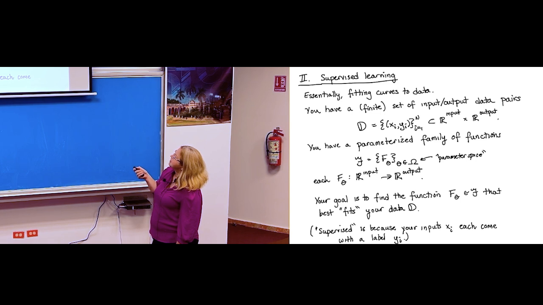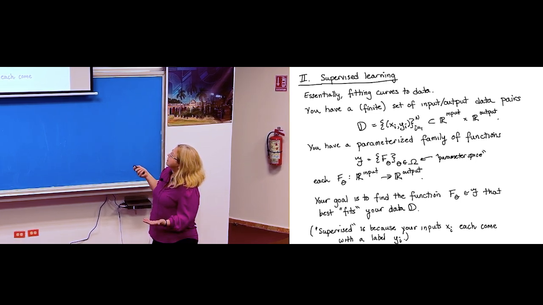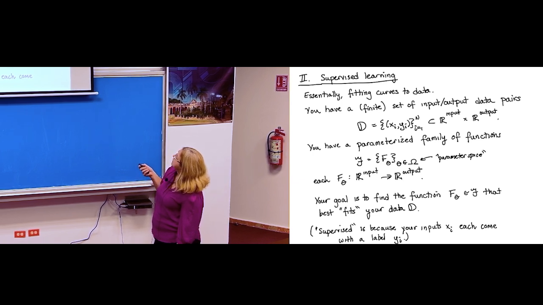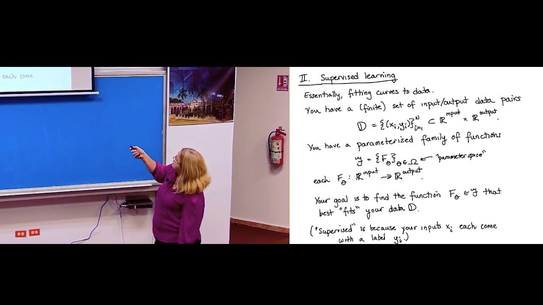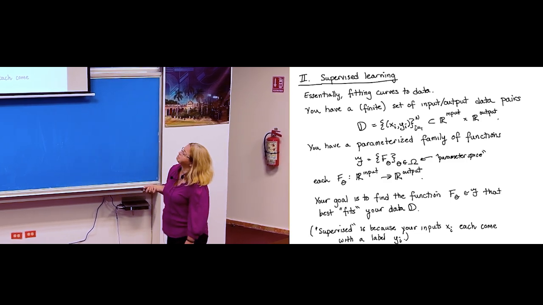So supervised learning is basically about fitting curves to data. So the setup is you have a bunch of data points, a finite collection of data points. Each data point consists of a pair. There's an input xi and an output yi. I think of these inputs and outputs as living in a product space. X is in the input space, Y is in the output space.